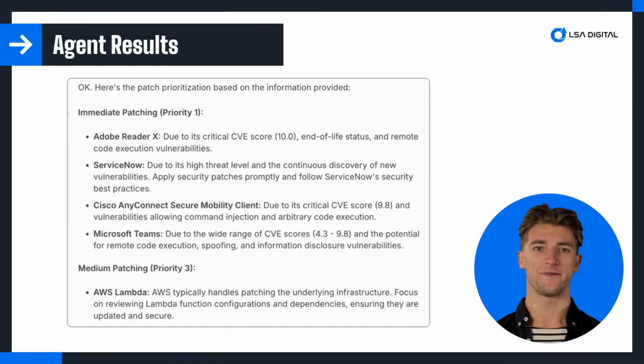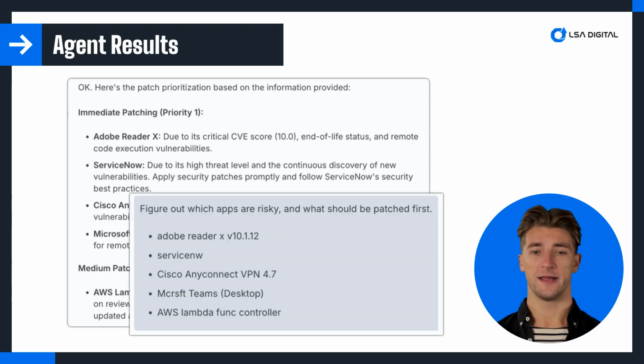Let's take a look at what that final output looks like. A clean, auditable list of applications, matched names, CVE scores, patch priorities, and notes explaining what logic was used along the way. And all of this was triggered by a simple, human-friendly prompt: figure out which apps are risky and what should we patch first.